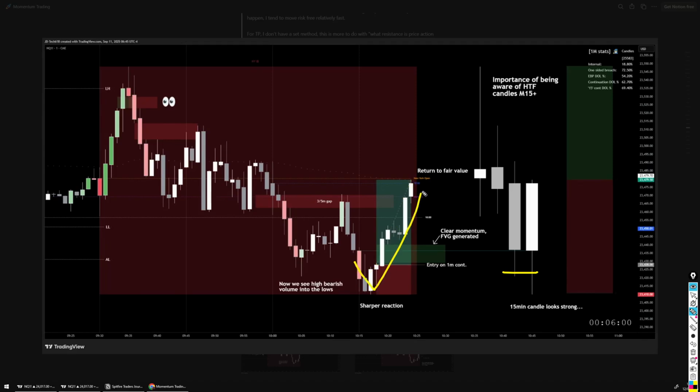Am I trading toward fair value? Am I trading toward VWAP and midnight? These are all really, really important factors, okay? But you can just see the stark difference between that low and that low, okay? Much more similar to that. So these are the kind of moves we're looking for. Nice, sharp V shapes, okay?